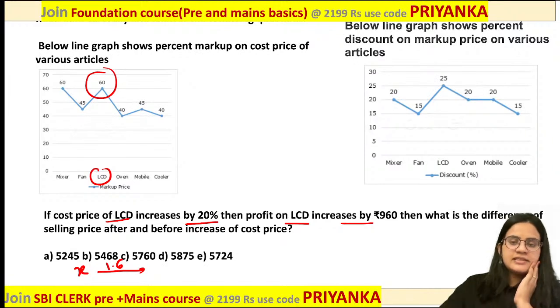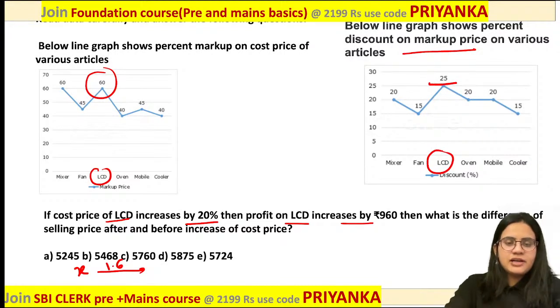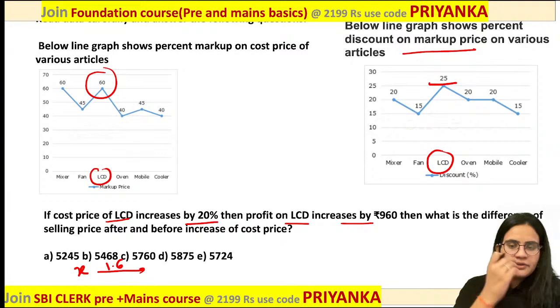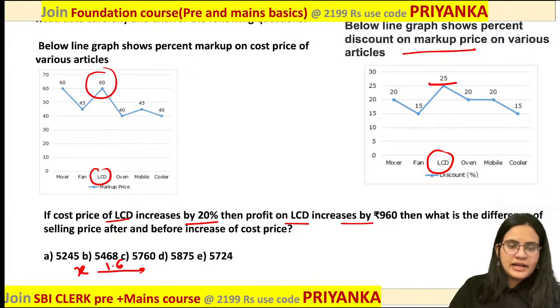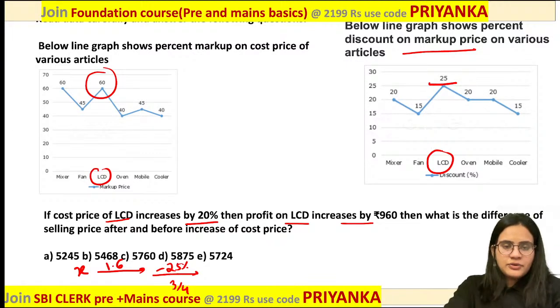Now if I am discussing about the discount, okay, let us talk about the discount now. In discount they have given 25% discount on LCD. Can you see it in the second graph? 25% discount is present on the LCD over here. So let me write down 25% discount here. That is nothing but 3 by 4 will be the multiplication factor. Are you getting it? 25% discount means 75% would be the multiplication factor, which is nothing but 3 by 4 over here. Everybody is following this?